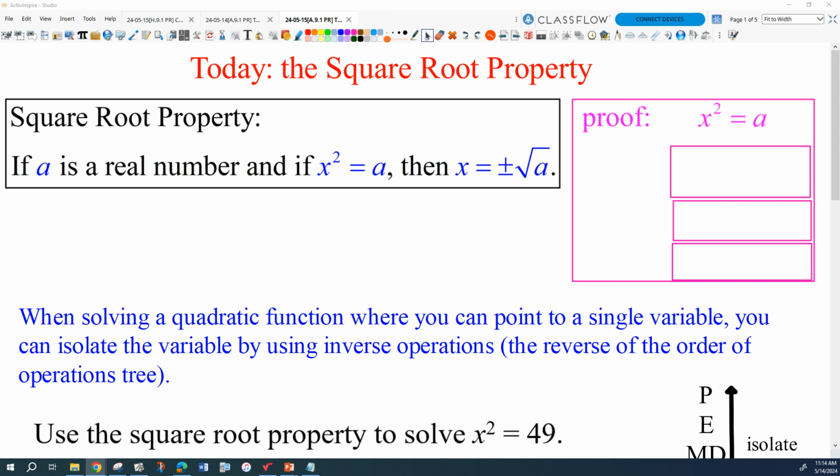But you have to include, this is the part that's a little mysterious, you have to include the plus or minus in your answer. Okay, and the reason for that, I'll show you the proof. If x squared equals a, does everybody agree that to isolate that x, I would just square root both sides, right? So the square root of x squared equals the square root of a. Okay, but the square root of x squared, what is that?